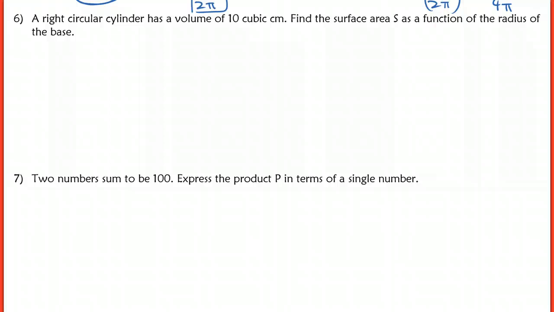Anyways, it says a right circular cylinder has a volume of 10 cubic centimeters. Find the surface area, S, as a function of the radius of the base. So we want to find the surface area as a function of the radius. First, let's talk about surface area.